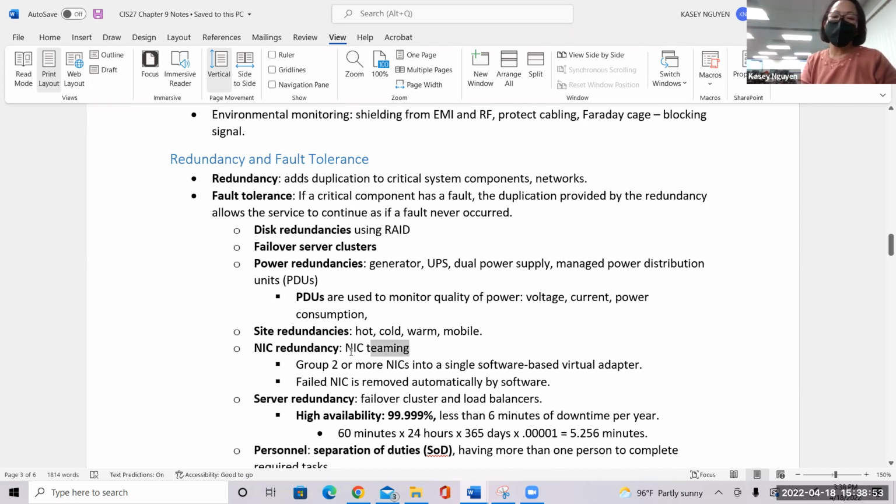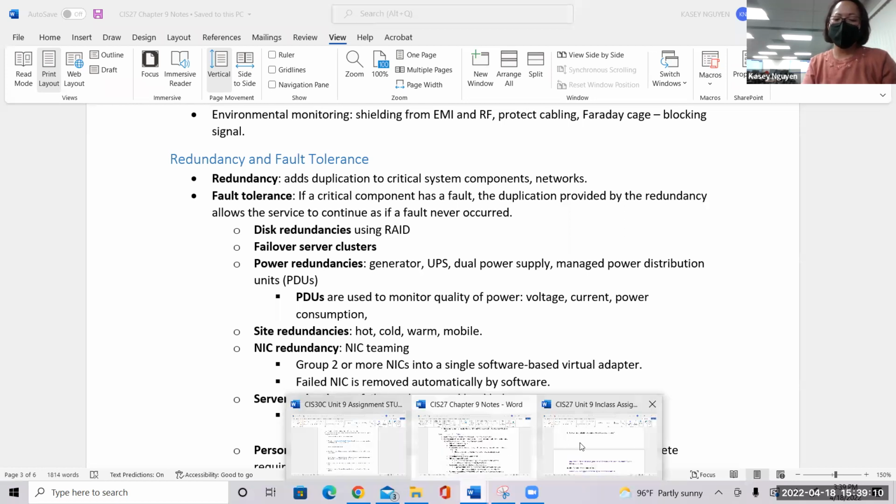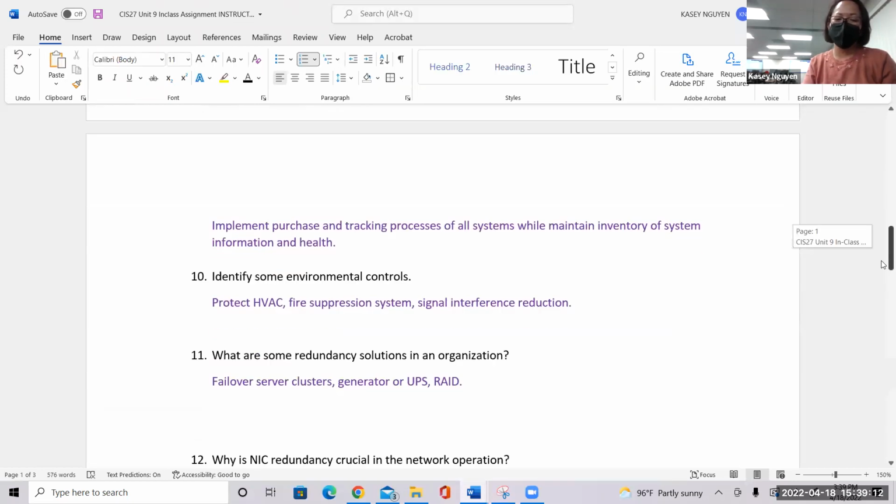You also need to have NIC teaming. That means that we can group two or more network interface cards. So if one fails, the OS actually picks that up and removes it, okay? You can do that through the operating system, like a server operating system. All right, so let's take a look at the next part.